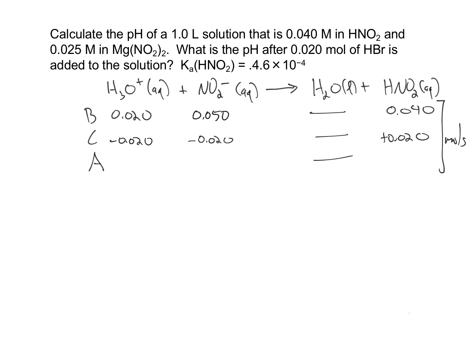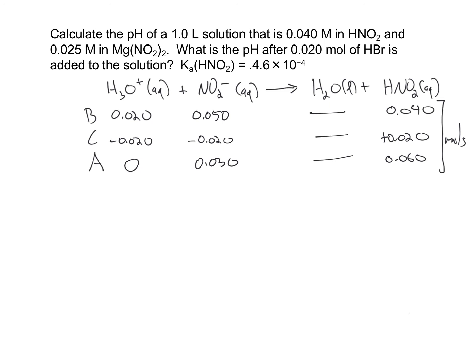Alright, so when that reaction finishes, I'll be left with no hydronium ions. I'll have 0.03 nitrite ions, and I'll have 0.06 moles of nitrous acid. And so if I'd had any H3O plus left, I'd have used that to determine the pH, just by determining the pH of a strong acid. But I don't have any of it left. I have a weak base in its conjugate acid, or a weak acid and its conjugate base, however you want to think about it.